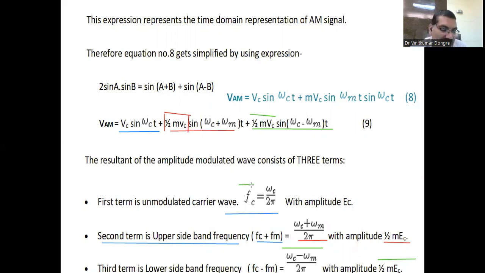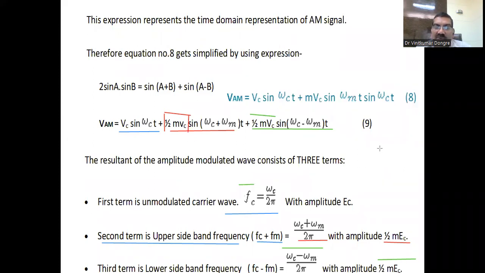Anybody can quickly tell me what is FC? Carrier frequency. What is FM? FM, modulating frequency, the modulating signal, the input signal. So two frequencies are there, FC and FM. So it has three components. One is FC, the center frequency.